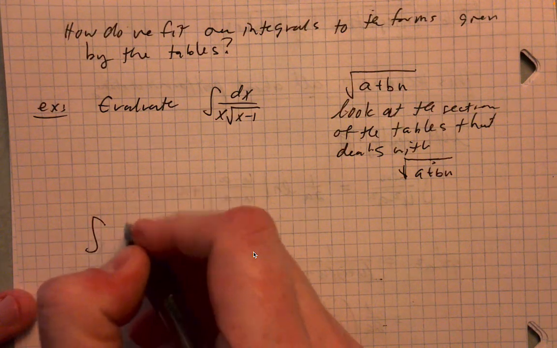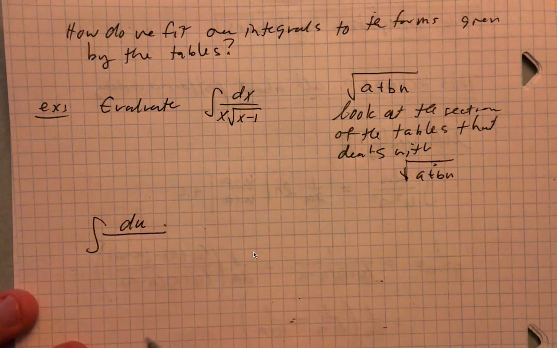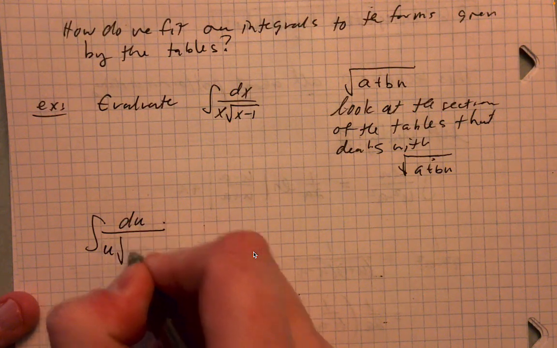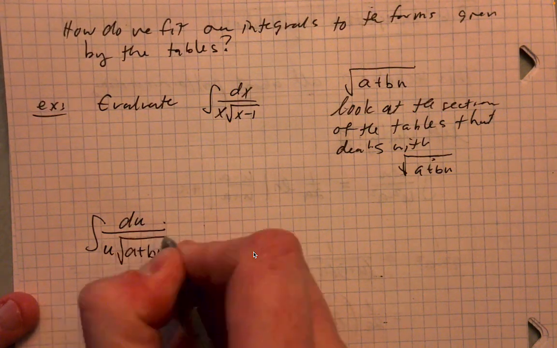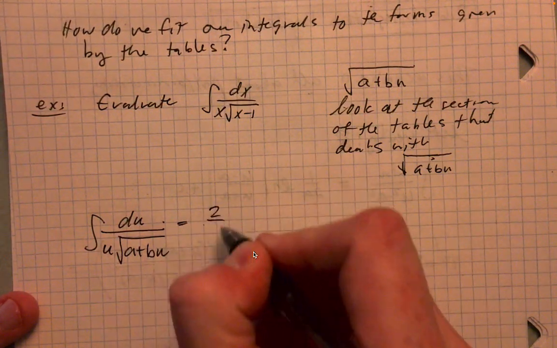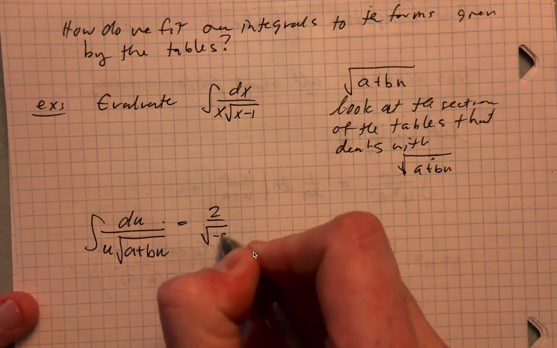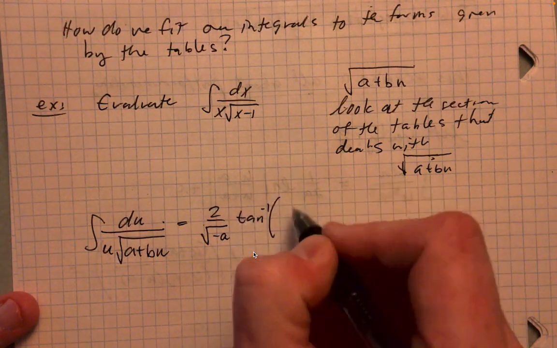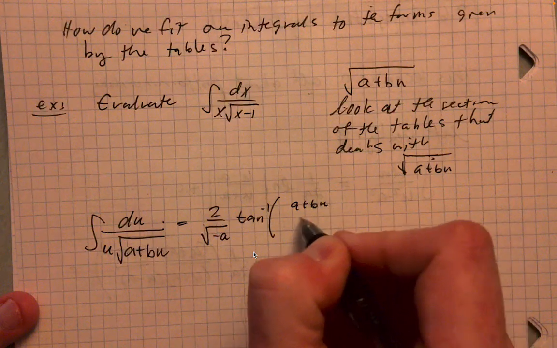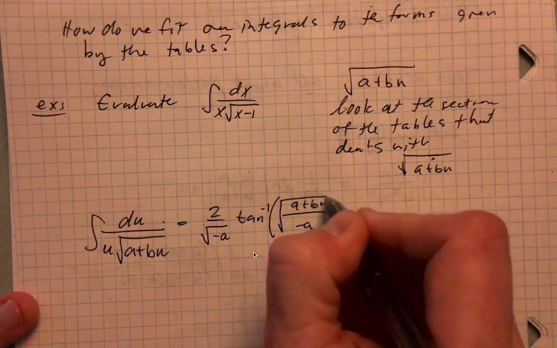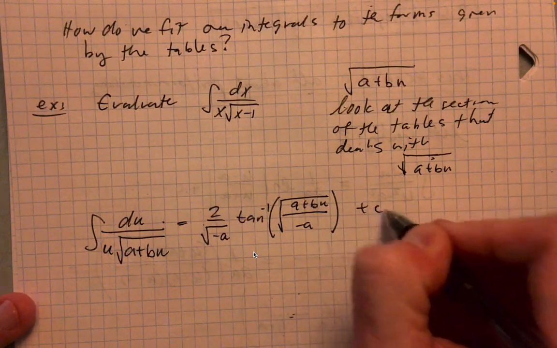All right, so the form looks like this. The integral of du divided by u times the square root of a plus bu. And supposedly that's equal to 2 over the square root of negative a times the inverse tangent of the square root of a plus bu over negative a, plus c.